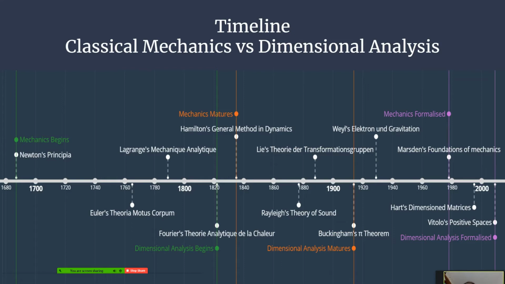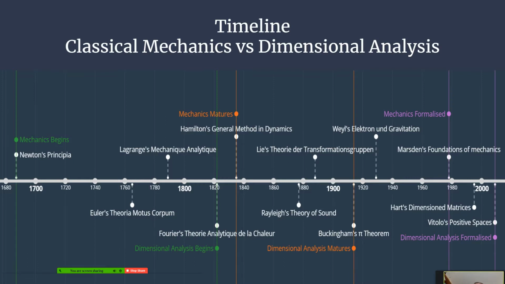And as a reference for dates, it was around the time when Einstein published his general theory of relativity that we have the launch into the mainstream of dimensional analysis. So that's how different the story of classical mechanics and dimensional analysis is from a historical point of view.